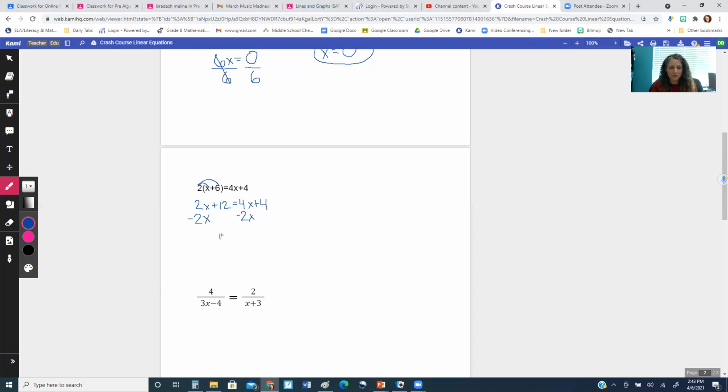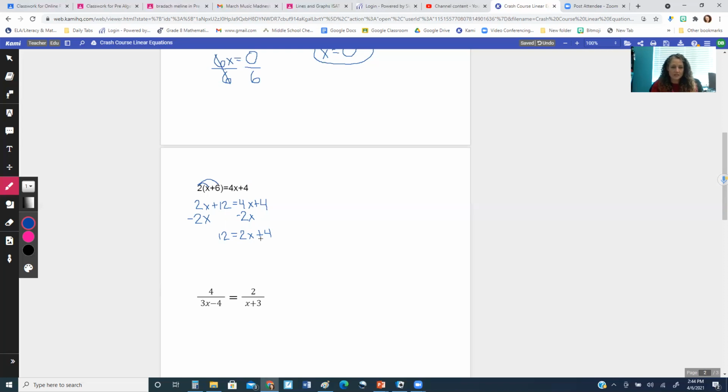So I ended up with 12 equals, let's see, 4x minus 2x is going to be 2x plus 4. So I still have that plus 4 sticking there. It hasn't gone away yet. And I didn't subtract the 2x. I wasn't able to combine those terms. I just subtracted it from the 4 and we're good. So I still have a 2x and a plus 4.